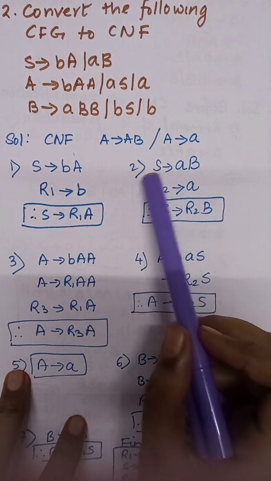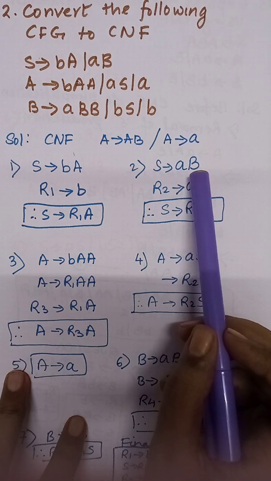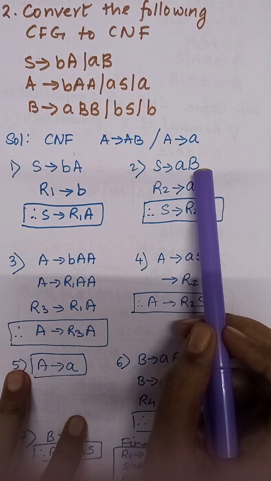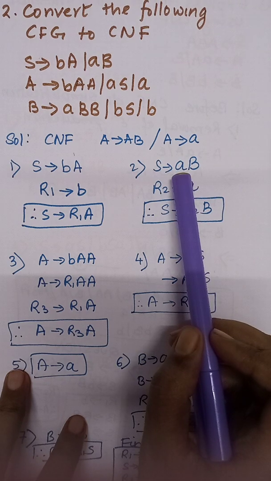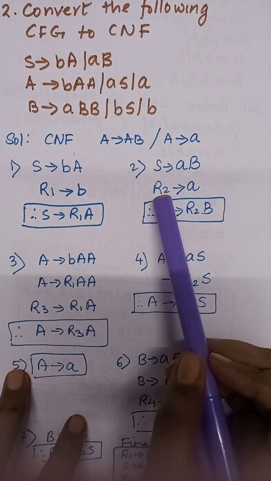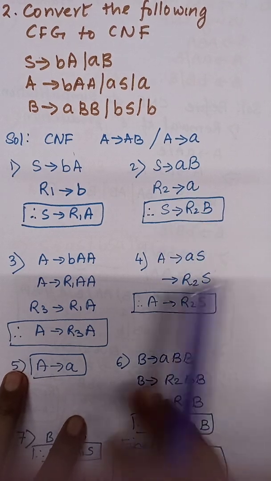Now the second grammar, S is producing AB. Here A and B, two things are present, out of which the last one is a non-terminal and the first one has to be replaced with a non-terminal. That's why we have taken R2. R2 is producing A. So S is producing R2 and B.